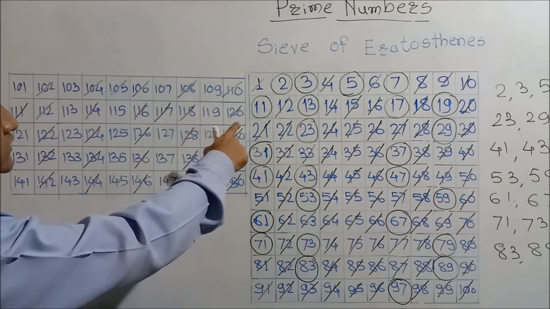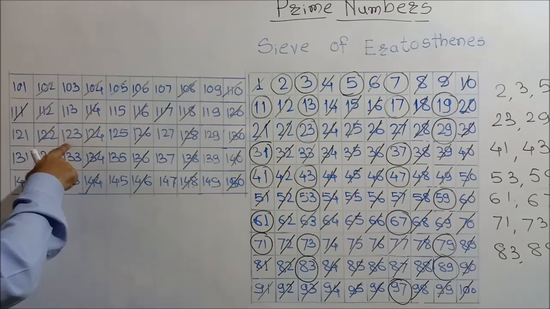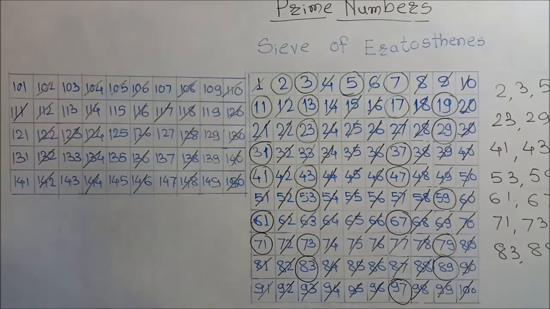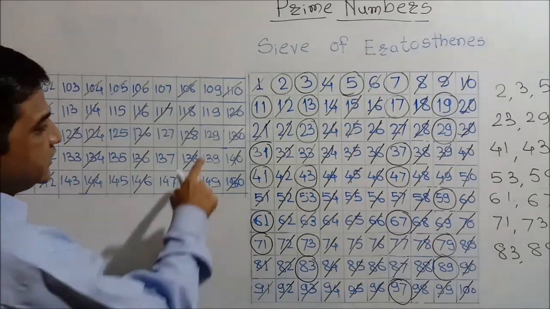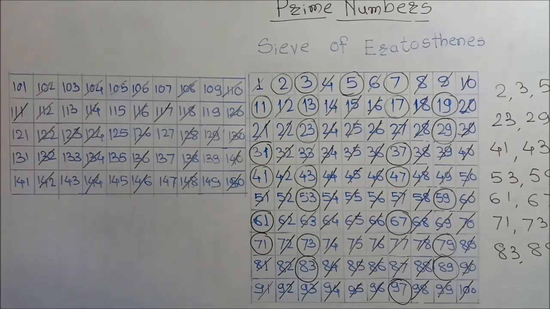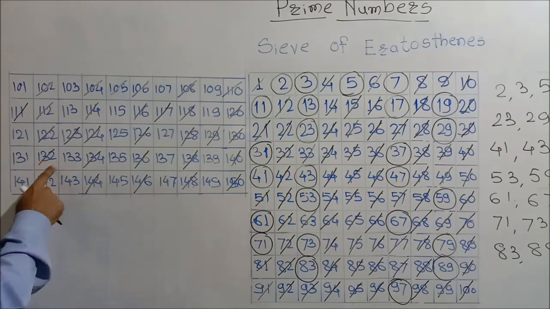We have the next one, 120. Then we have 123. 1 plus 2 plus 3 becomes 6, and it is in the table of 3, so 123 is divisible by 3. We have 126 next, and then 129. So we are going to cut 129 also, because it is a multiple of 3. We have 132 next.